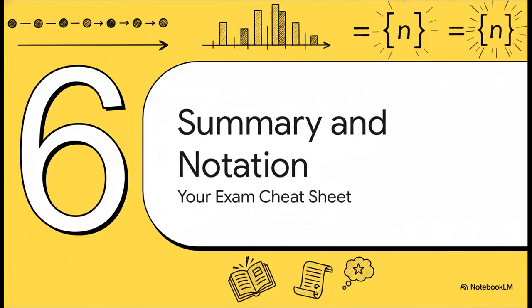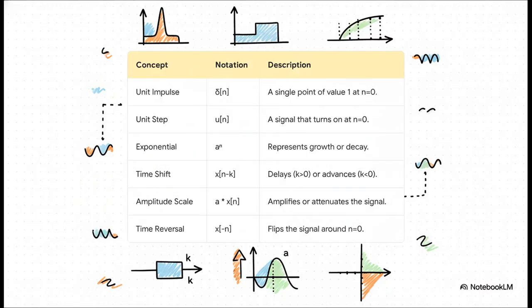You can think of this next slide as your personal cheat sheet for this whole topic. It's got all the key ideas and notations we covered in one place. And here it is. We've got our key building blocks, the impulse, the step, and the exponential. And we have the proper notation for our essential tools, the time shift and amplitude scaling. Honestly, having this table handy will be a huge help when you're solving problems.